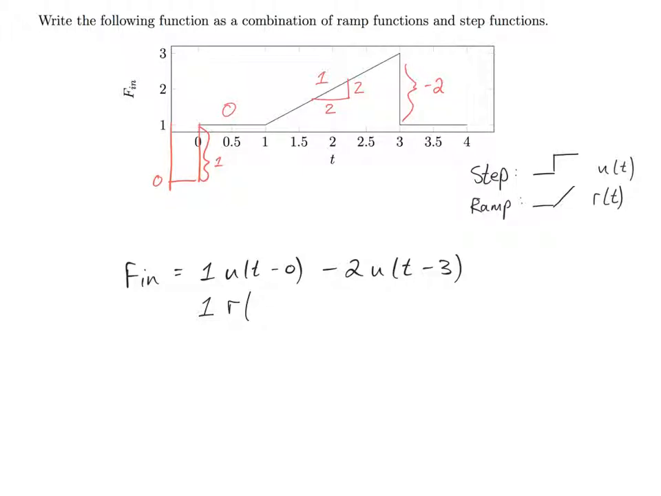Again, the ramp takes place at time 1. That is the ramp that explains the slope change going from 0 to 1. And our second ramp explains the slope change going from 1 back to 0, meaning a change of -1. And that happens at time 3. And there you go. We've successfully written the input function as a combination of ramp functions and step functions.